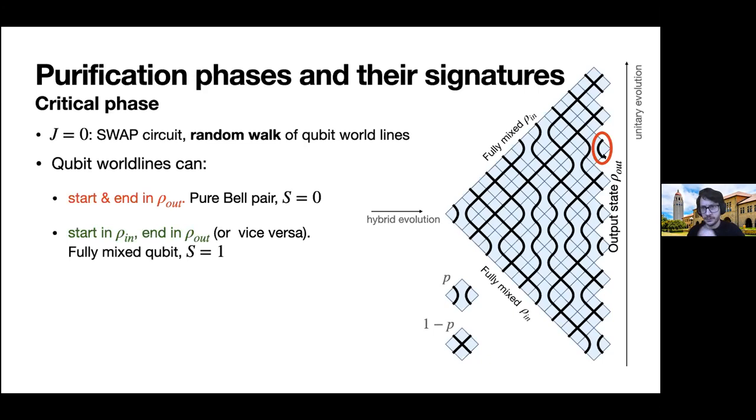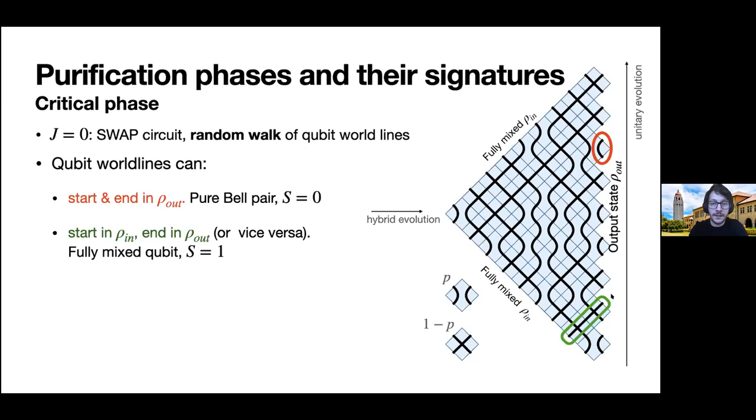The other case is this green one, where you have a maximally mixed qubit that's coming in from the environment, and it's making it all the way into the output state here. In that case, it means that one of your output qubits is in a maximally mixed state, or you can think of it as being in a Bell pair state with some other qubit that exists outside of your system. So that will contribute one bit of entropy.